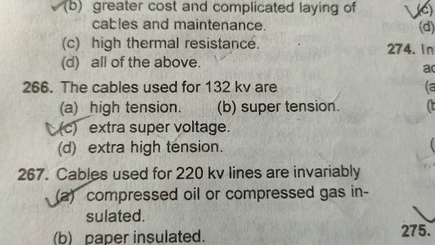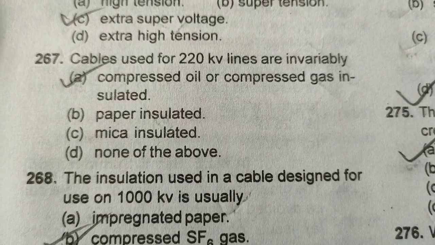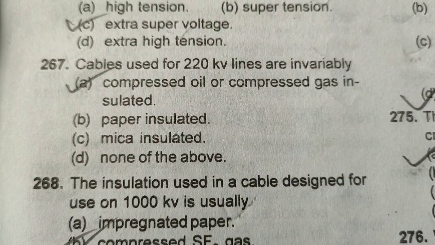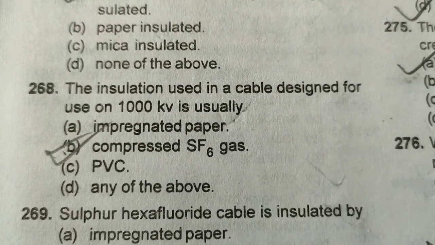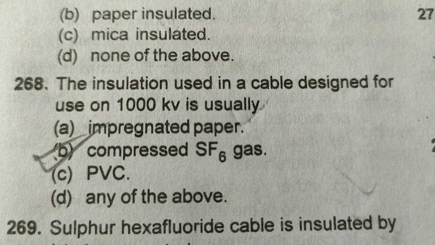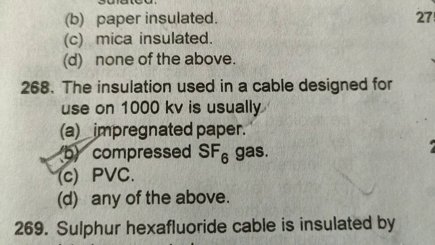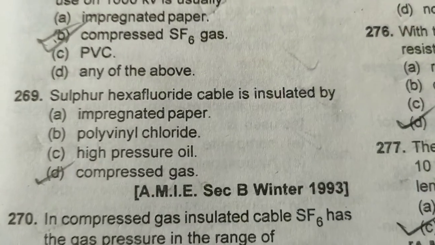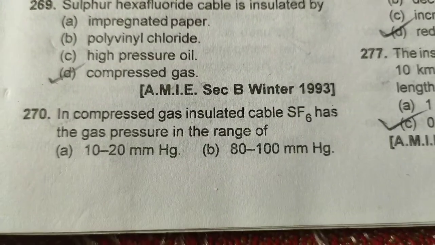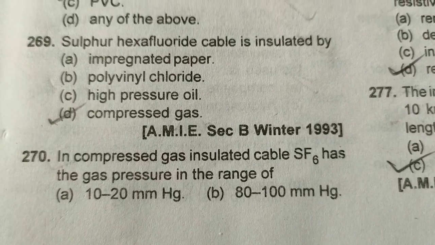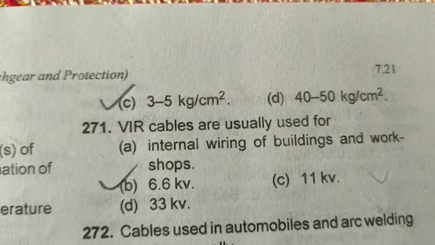The cable used for 132 kV is extra super voltage. Cables used for 220 kV lines are invariably compressed oil or compressed gas insulated. The insulation used in cable designs for use on 1000 kV is usually compressed SF6 gas. Sulfur hexafluoride cable is insulated by compressed gas. In compressed gas insulated cable, SF6 has the gas pressure in the range of 3 to 5 kg per centimeter square.